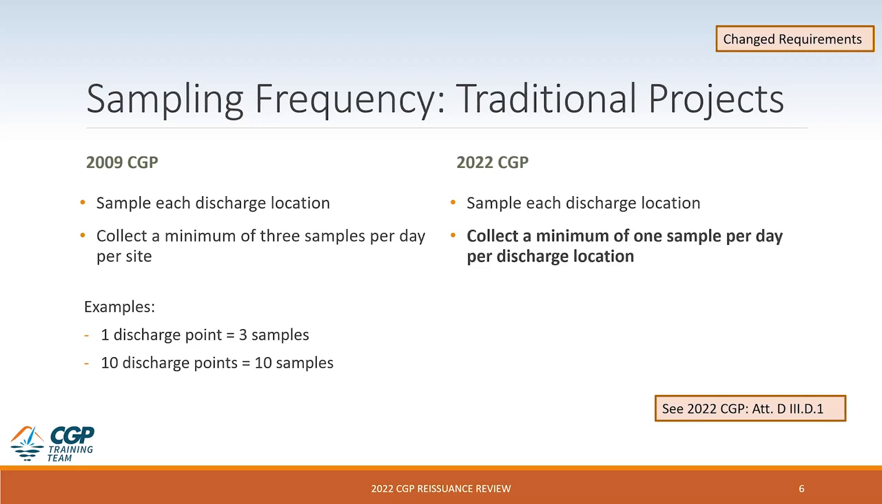The sampling frequency under the 2022 Construction General Permit has changed. Traditional projects must collect a minimum of 1 sample per day per discharge location. So using that same example, if a construction site under the 2022 Construction General Permit has 1 discharge location, it needs to collect 1 sample. If it has 10 discharge locations, it needs to collect 10 samples per day, 1 from each location.